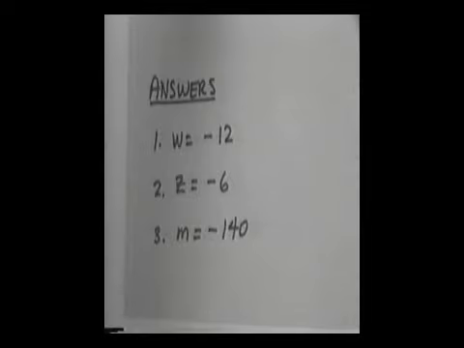Your answers should be, for number 1, w equals negative 12. For number 2, z equals negative 6. For number 3, m equals negative 140.